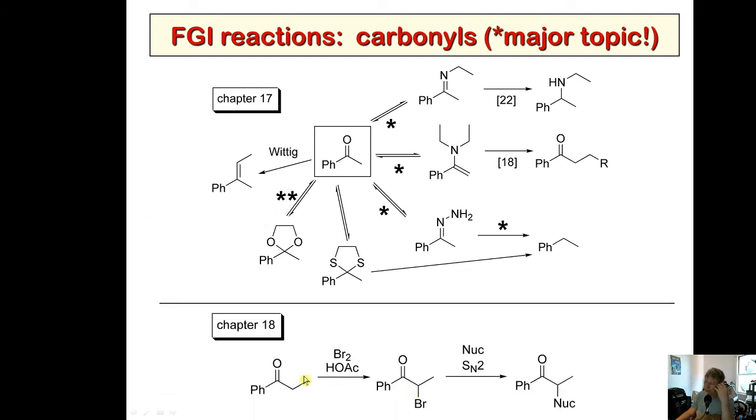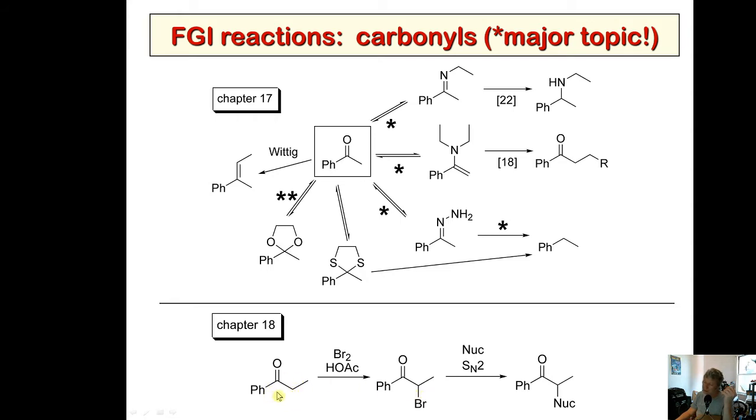This was actually not the Hell-Volhard-Zelinsky. It's kind of related to the Hell-Volhard-Zelinsky, but that was actually a carboxylic acid reaction. Remember, the Hell-Volhard-Zelinsky reaction was with a carboxylic acid. It made an alpha bromo carboxylic acid.